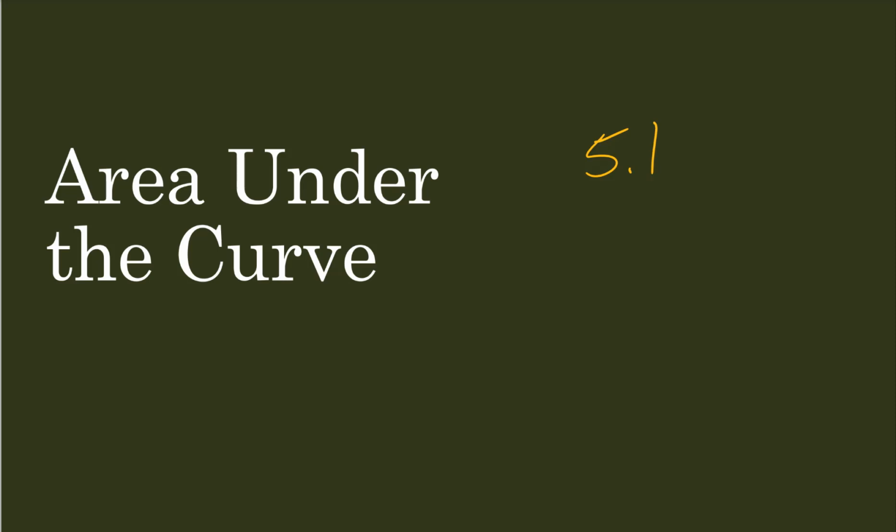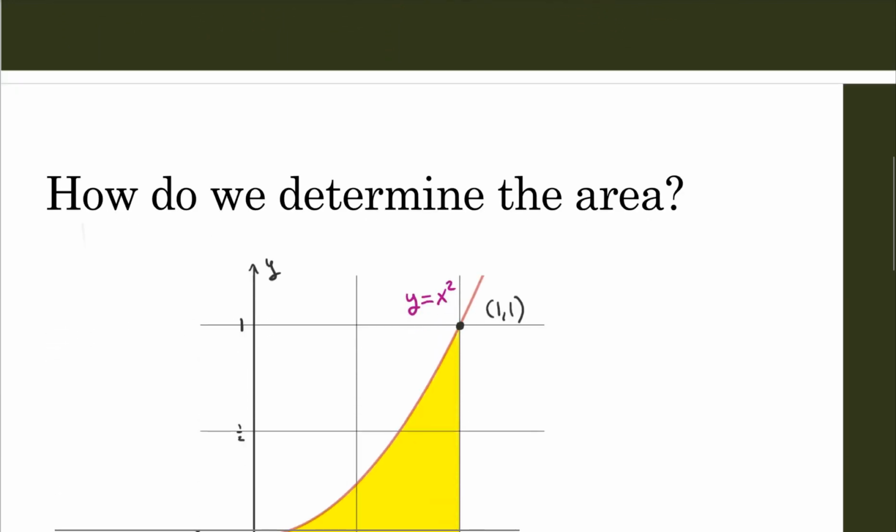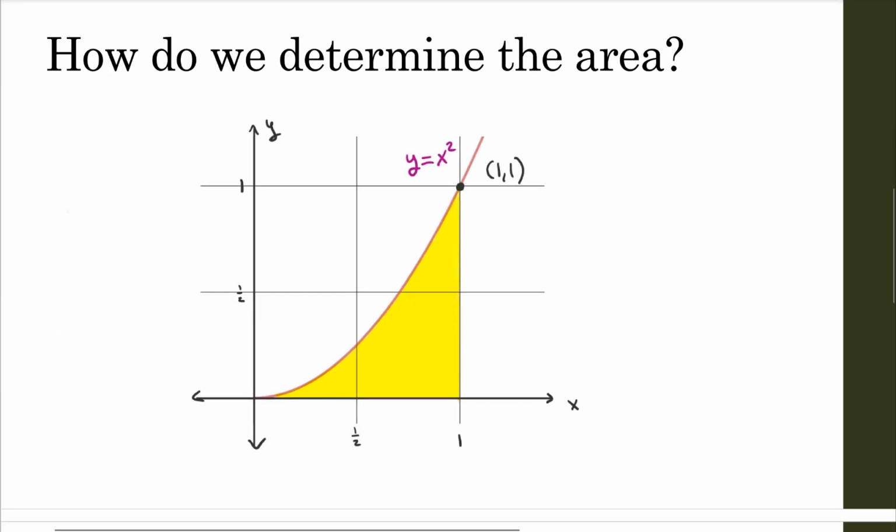Our big question in Calc 1 when we started was, what's the slope right here? You know what I mean? And then we had to find some fancy way, which we called the derivative. We took limits and all this other stuff. But now we're asking, how do you find the area underneath a curve where it's curved? You know what I mean?